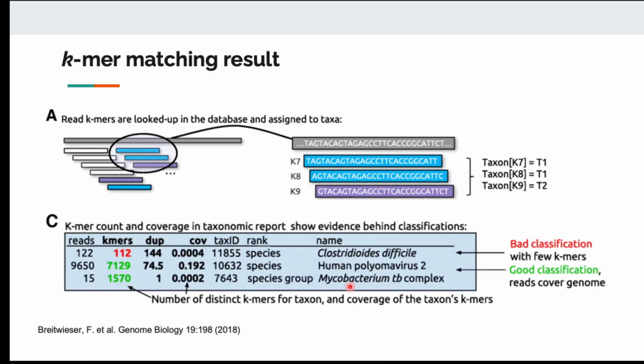But if I find human polyoma virus 2, and it matched 7,000 of my short fragments, then this is probably the good one. I have 10,000, but this species matched 7,000, so the rest might be due to variation or sequencing error. Based on this result alone, I can have a good estimate that my species or my genus is going to be this pathogen. So this is much faster than dynamic programming.